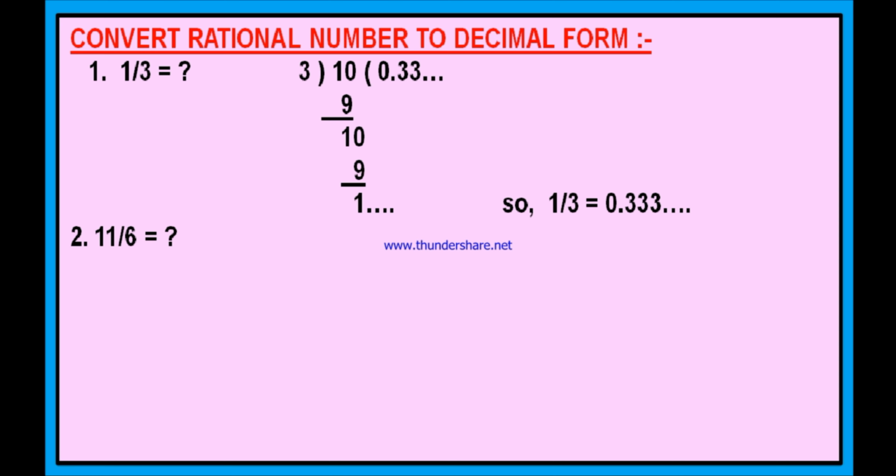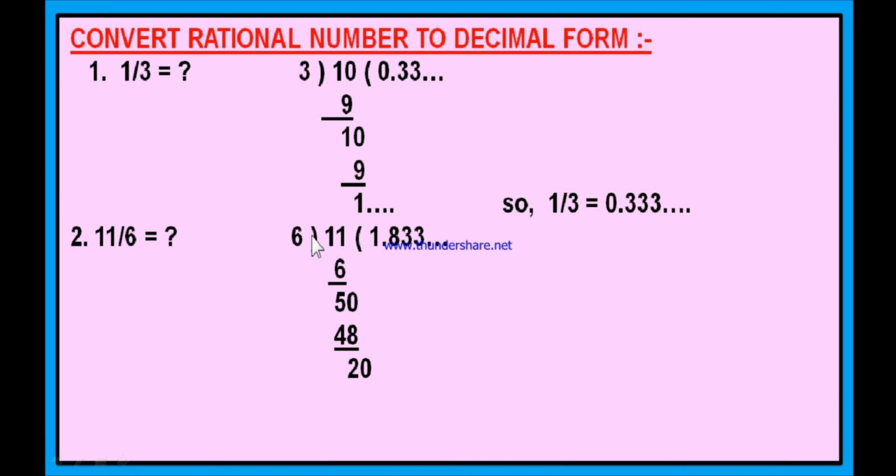Now observe the second example. 11 divided by 6. Now if we divide 11 by 6, in 11, 6 one time. 1 into 6 is 6. Now subtract 6 from 11. If we subtract 6 from 11, you will get remainder 5. Now keep point and add 0. It is 50. In 50, 6 8 times. 8 6s are 48. If we subtract 48 from 50, you will get the remainder 2.